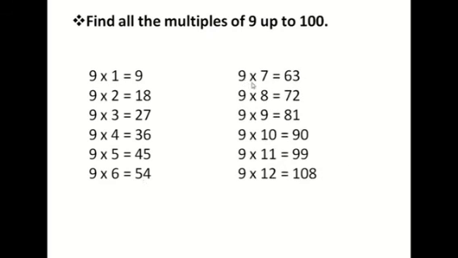So here 9 sevens are 63, 9 eights are 72, 9 nines are 81, 9 tens are 90, 9 elevens are 99, 9 twelves are 108. I have written till 9 twelves. So till how much should I take? Till 99, because the limit has been given up to 100. I cannot go more than 100. So the multiples are 9, 18, 27, 36, 45, 54, 63, 72, 81, 90 and 99. So please write down.